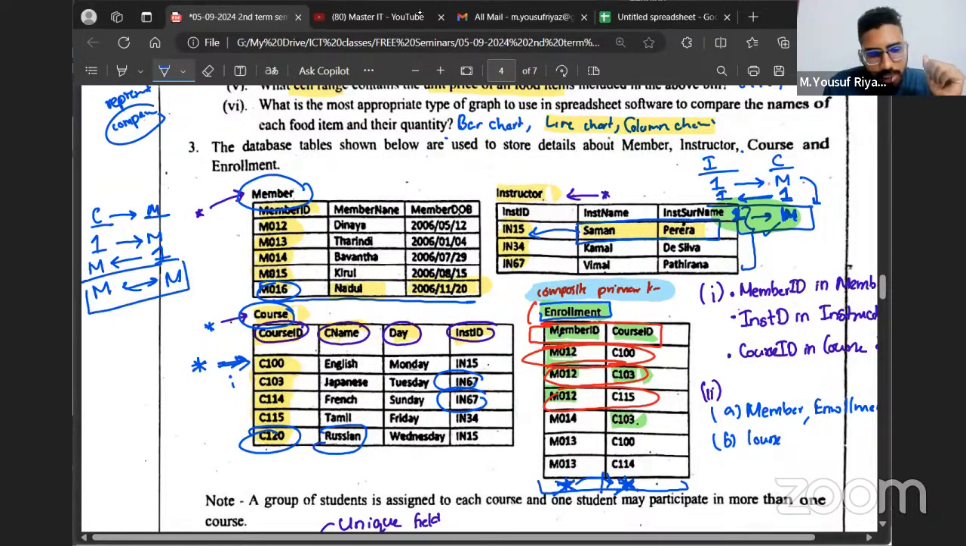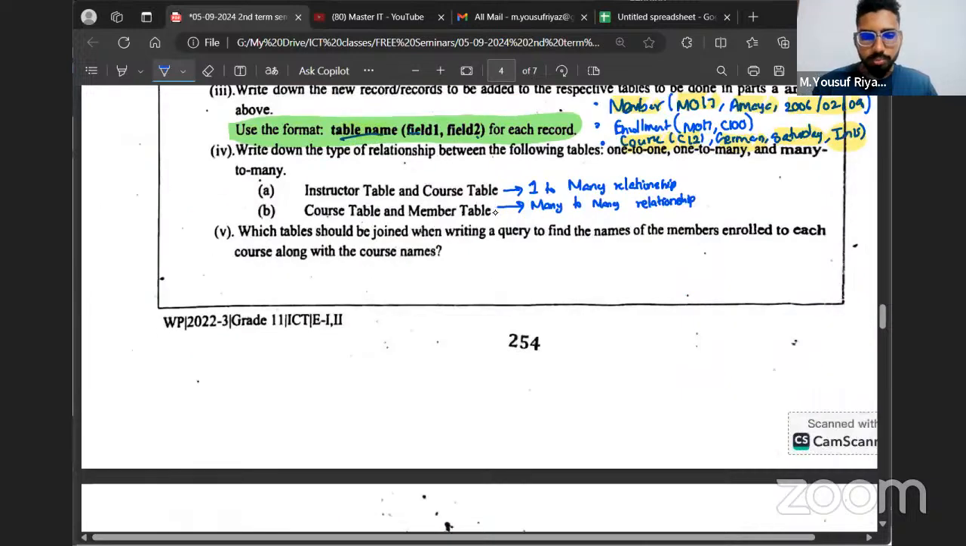If it's a one-to-one relationship, when you're doing the connection, this will have one, this will have one, this will have one, this will have one. If you get something like this, that is where you get a one-to-one relationship. Got it. So here, if you see, it's a many-to-many relationship.